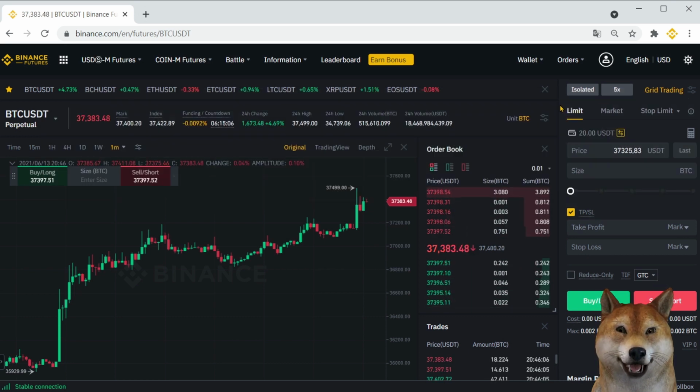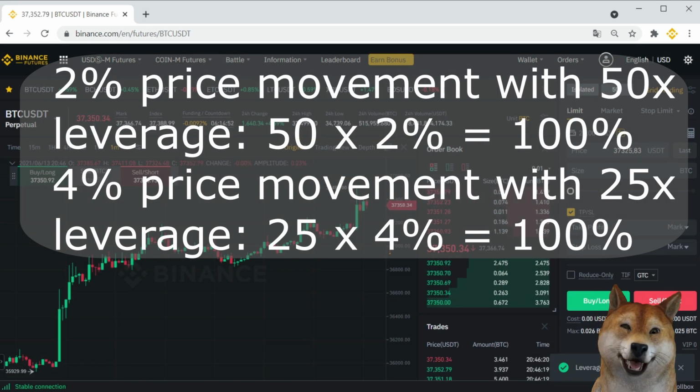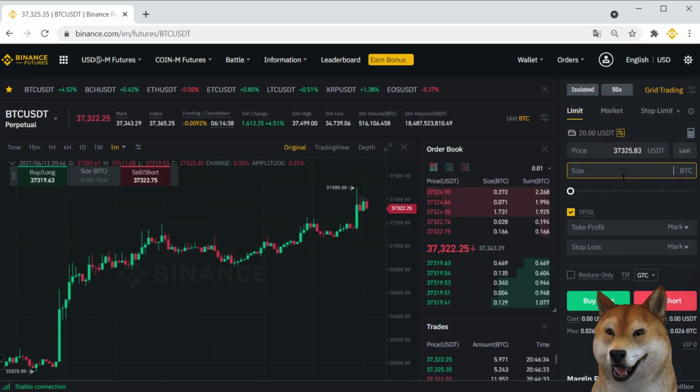To easily count the percentage of profit and loss when entering a trade, just multiply your leverage by the percentage of price movement. For example, with 50x leverage and a price movement of 2%, it will be 100% of the deposit, i.e. 50 multiplied by 2. Also with 25x leverage and a price movement of 4%, we will also receive 100% of the deposit, we multiply 25 by 4. It is very important that you understand this.